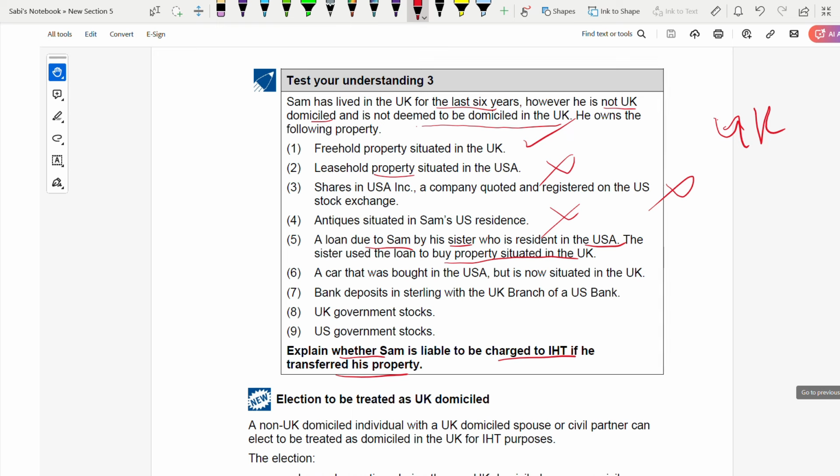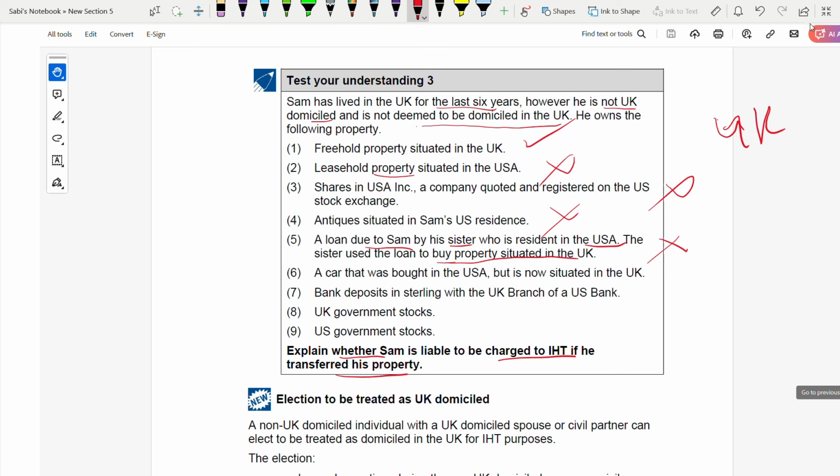Fifth one. See, Sam's sister is living in US. Therefore, the asset is located in US. Why? Because Sam's sister lives in US. Therefore, it's not a chargeable asset. The fact that the sister used the loan to buy a property situated in UK is not relevant. This is not relevant.